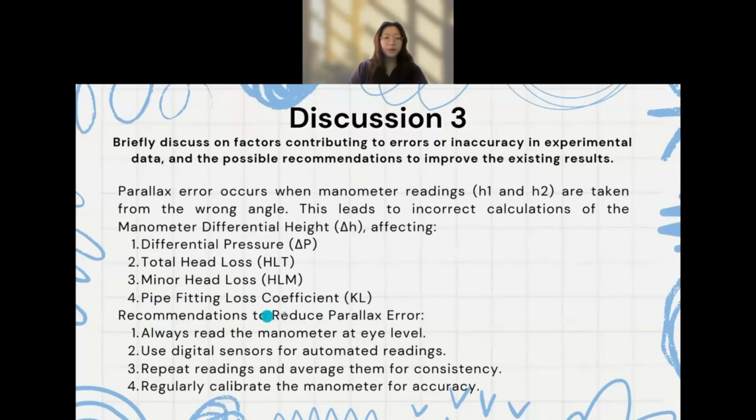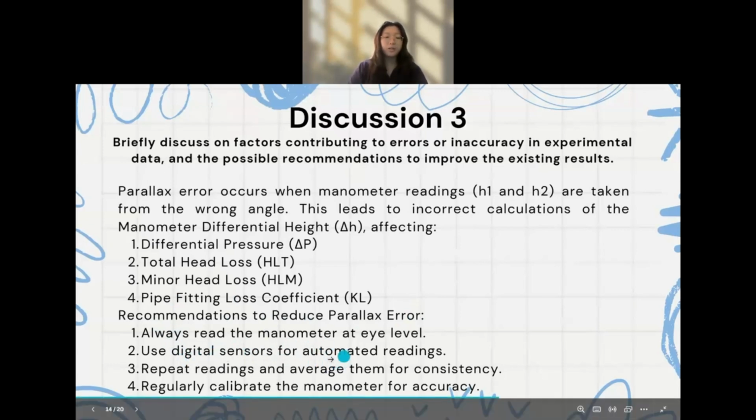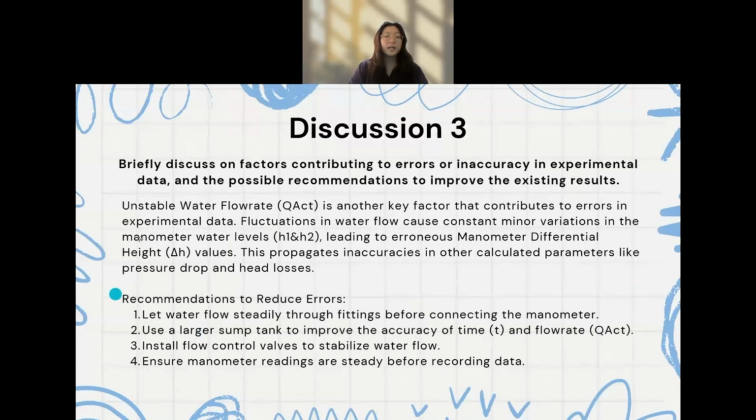So the recommendation to reduce the parallax error is to always read the manometer at eye level and use digital sensors for automated readings, and repeat the reading and average them for consistency, and regularly calibrate the manometer for accuracy. So unstable water flow rate Q is another key factor that contributes to the error in experimental data.